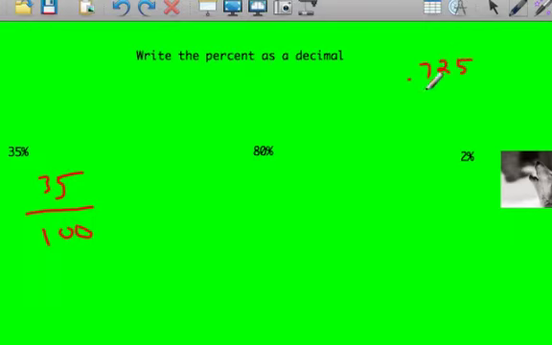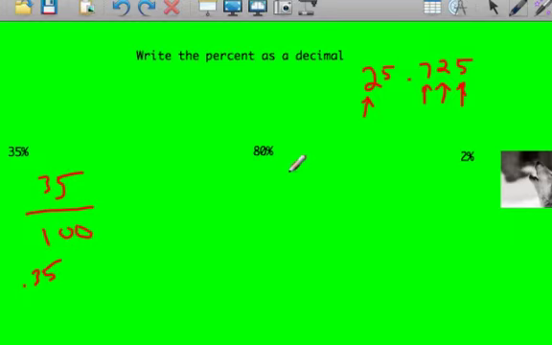0.725. This 7 right here, it's called the tenths place, T-E-N-T-H-S, not to be confused with the tens place, which would be right here, T-E-N-S. This 2 right here is the hundredths place, and then this is the thousandths place. So literally, when we say 35 hundredths, we could write the decimal to 2 places, 0.35. And that's all you have to do to write a percent as a decimal.